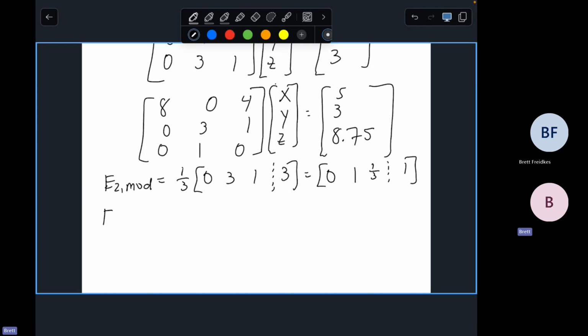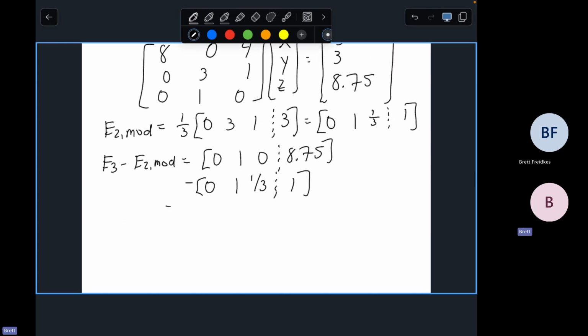And then we'll do E3 minus E2 mod. E3 is 0, 1, 0, 8.75 minus 0, 1, 1/3, and 1. 0, 0, -1/3, 7.75. Doubts about this? Okay?